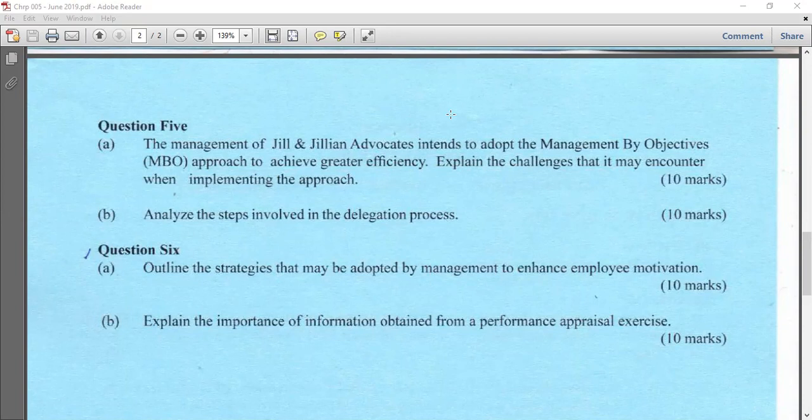What is MBO? The challenge is resistance to change. Management by objective. So you want to introduce an MBO approach, but you are likely to encounter challenges. So what are some of these challenges that you may encounter? Anybody? Resistance to change. Expound briefly.